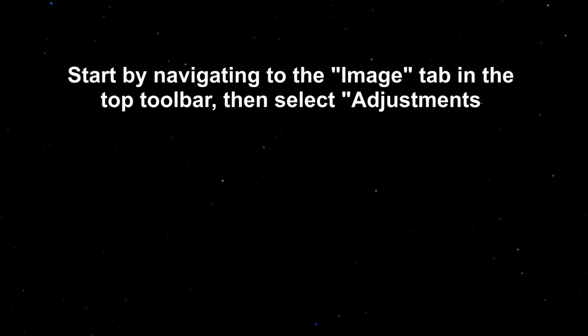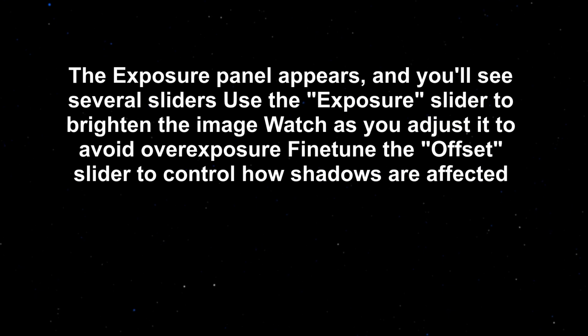Start by navigating to the Image tab in the top toolbar, then select Adjustments. You have several adjustment options here. Let's begin with Exposure. Click on it. The Exposure panel appears, and you'll see several sliders.